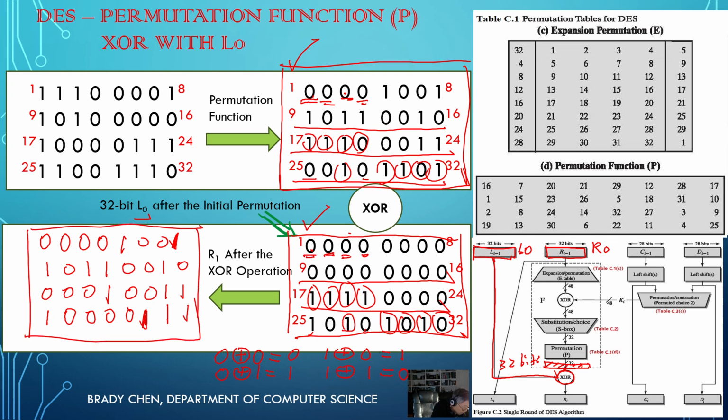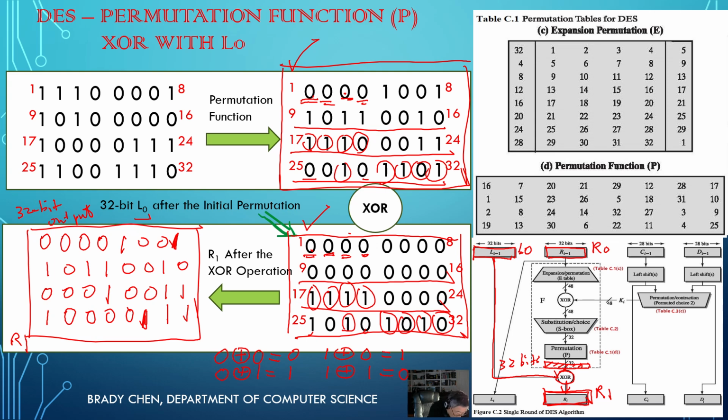Okay, that's 32 bits. That's a 32-bit output after the exclusive OR operation. So that's the R1. Okay, so we got R1 here. Now, this is the output of round 1. Okay, the first round.